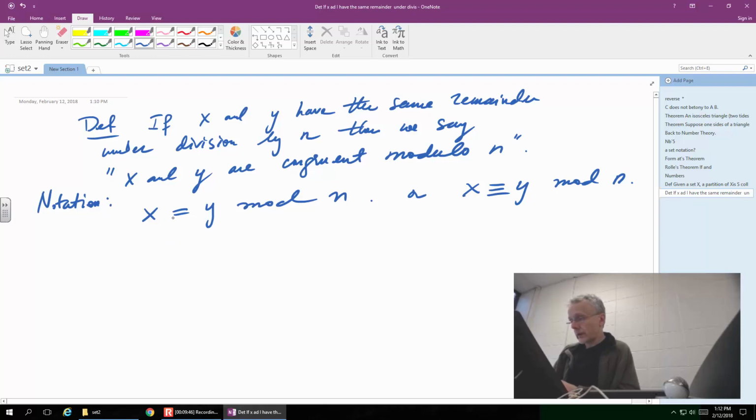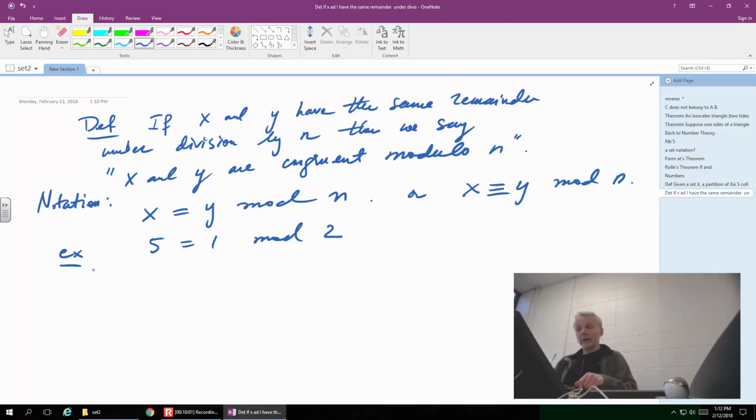Just as an example, 5 is 1 mod 2. We'll look more into that. This is how you progress doing algebra with the remainders, but we'll start with sets, rather those partitions. So let's take a look at it.